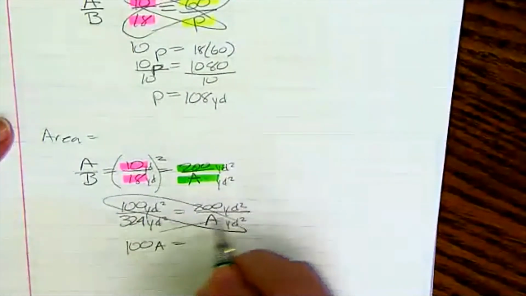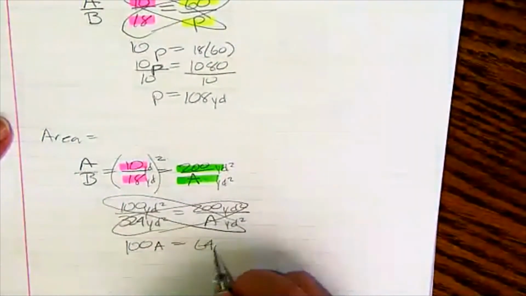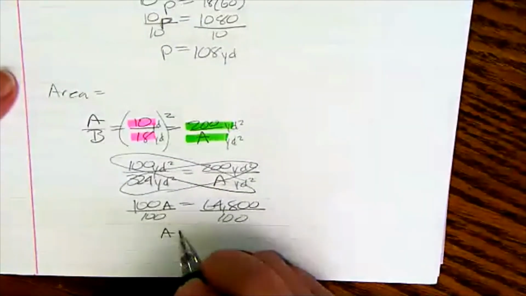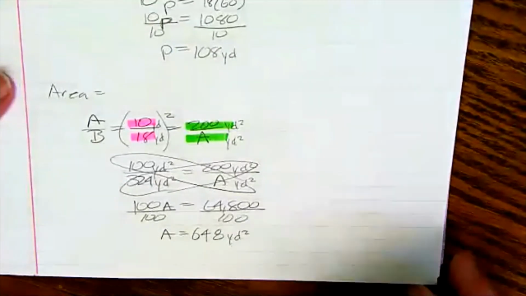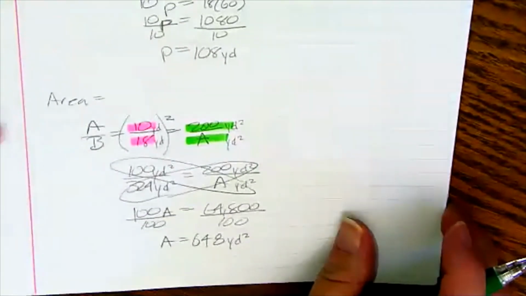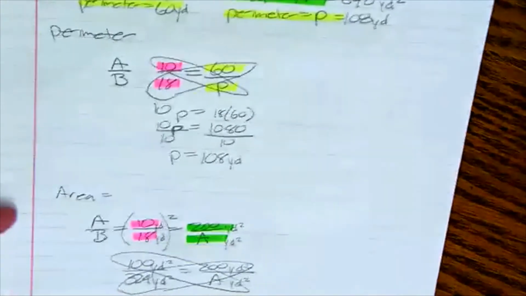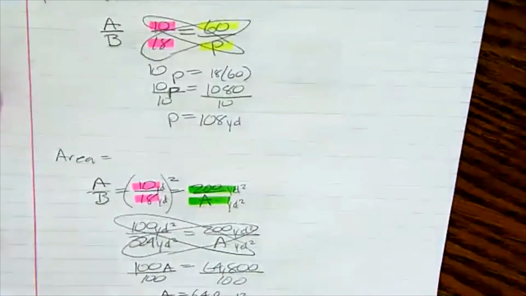100A is equal to 64,800. I want to isolate my A, so I'm going to divide by 100. Divide by 100. Area equals 648 yards squared. So the area is equal to 648 yards squared. So this here is kind of perimeter and area in a nutshell.